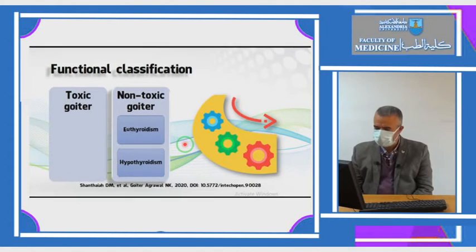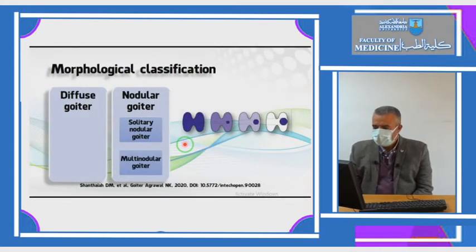We can classify goiter according to the function into toxic goiter or non-toxic goiter. And for non-toxic goiters, this may be associated with either euthyroidism or hypothyroidism. Then we have the morphological classification into either having a diffuse goiter or a nodular goiter, and for a nodular goiter, it may be either solitary nodular or multinodular goiter.